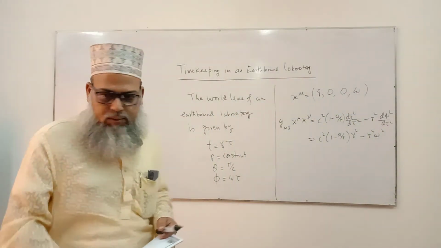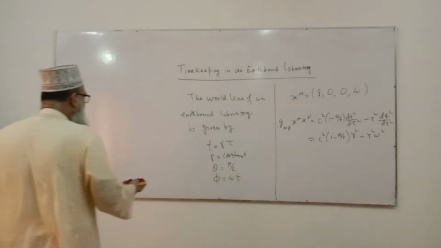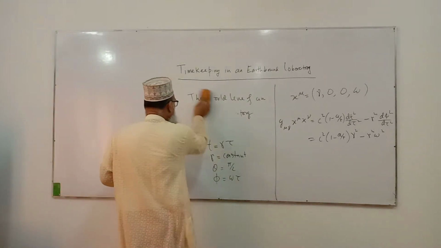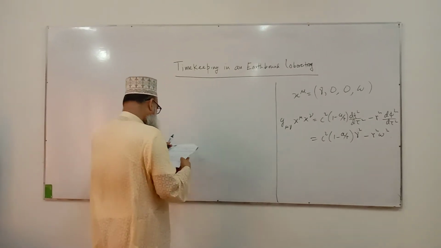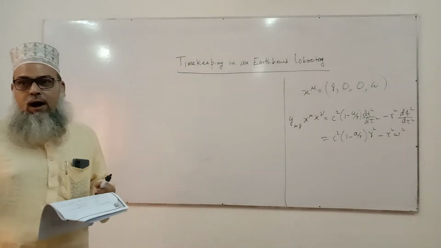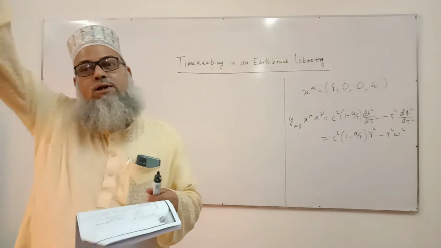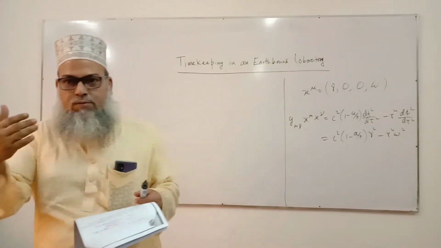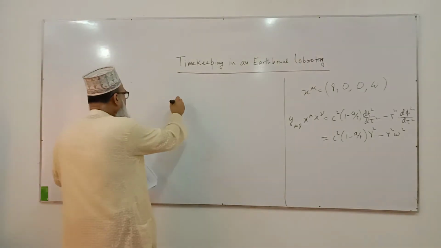Now, what is the velocity of the laboratory measured by the distant observer? What is the velocity of the laboratory measured by the distant observer? Which is v.